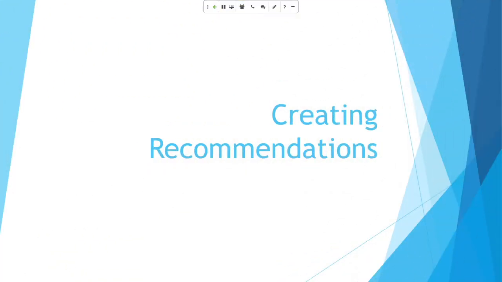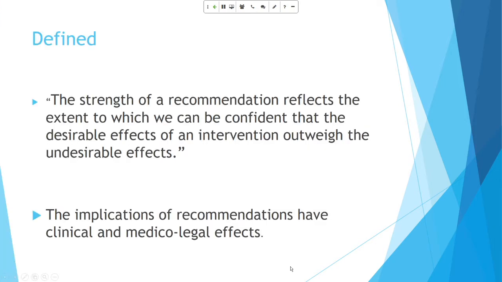This is going to be a presentation on creating recommendations using the GRADE methodology. When we're looking at general definitions, the strength of the recommendation is going to reflect the extent to which we can be confident that the desirable effects of an intervention outweigh the undesirable effects. This does have implications for both clinical and medical legal effects.